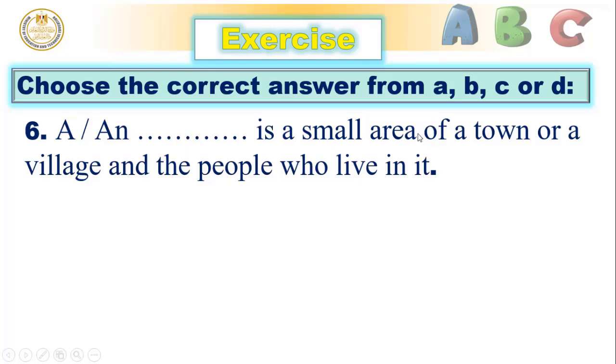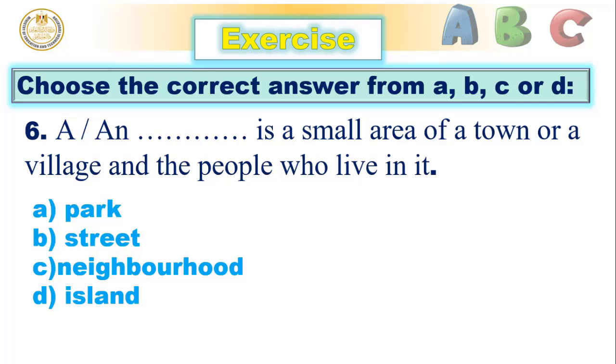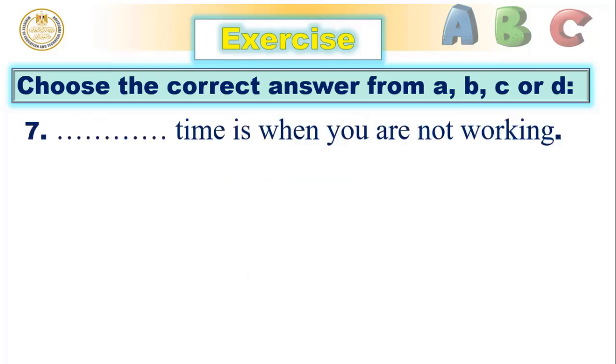Next, a or an is a small area منطقة صغيرة of a town or a village and the people who live in it. ده تعريف كلمة إيه؟ هل ده معناها park or street or neighborhood or island? Is a small area منطقة صغيرة of a town في المدينة or a village أو القرية and the people who live in it, والناس اللي عايشين في المكان ده. هل هو park or street or neighborhood or island? Of course it is neighborhood. Neighborhood, الحي السكني.